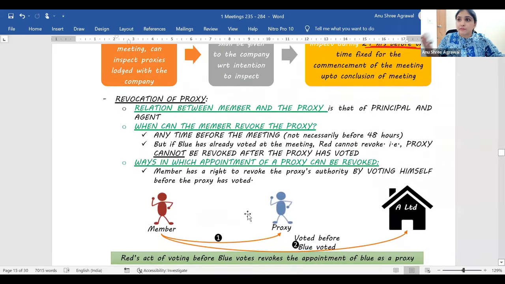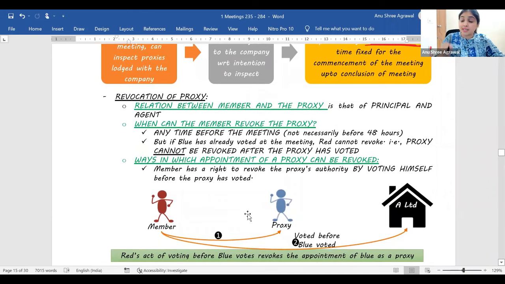Then we learned, after appointing a proxy, can we cancel his appointment? Yes, we can cancel his appointment. How can we cancel?